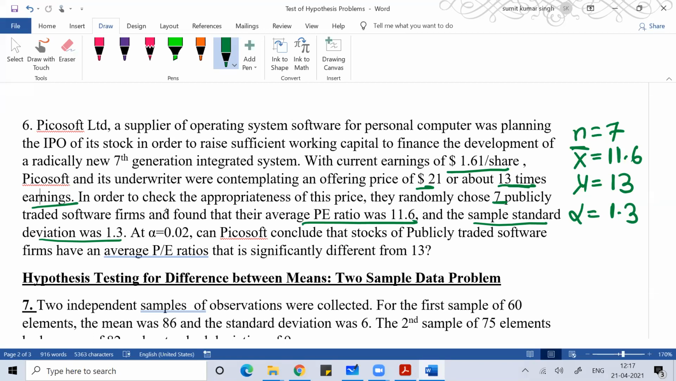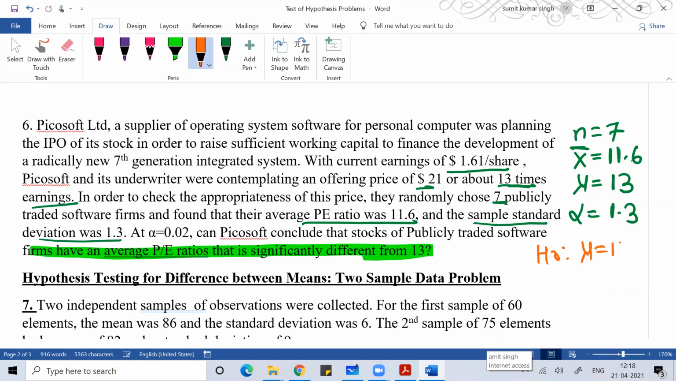Then you have to use an alpha level of significance of 2%, and with that you need to conclude whether the average P/E of the firm is different from 13. So when you write H naught, the null hypothesis, you write mu is equal to 13. In the alternative hypothesis, you say mu is not equal to 13. This is a two-tailed test. I hope you understand it.